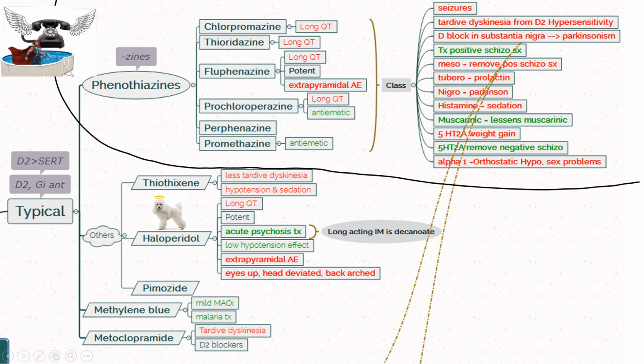D2 in the mesolimbic pathway is what gets rid of the positive effects of schizophrenia. So the positive effects, they're not actually positive as in they're good, they're positive as in something is there, and they're not something desirable to be there. They're terrible things: hallucinations and delusions and disorganized speech and all these things like that. Those are not good things, but they're positive as in they're present.